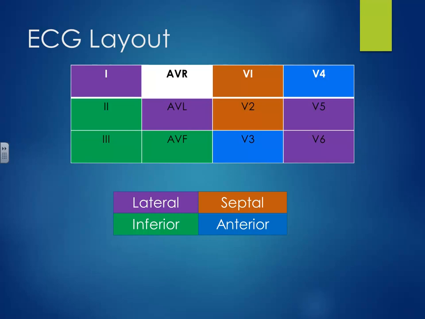So leads 1, AVL, V5, and V6 are your lateral. Makes sense. V5 and V6 are on the lateral portion, right? So we'll be looking at the outside wall, all right? 2, 3, and AVF is your inferior. And then V1 and V2 is septal, all right? V1, V2, so they're looking down the interventricular septum. Then V3 and V4 is anterior. And it's set up just like that on your 12 lead.